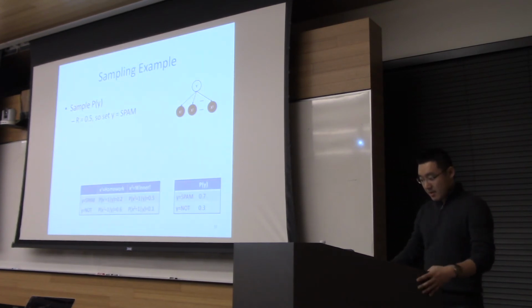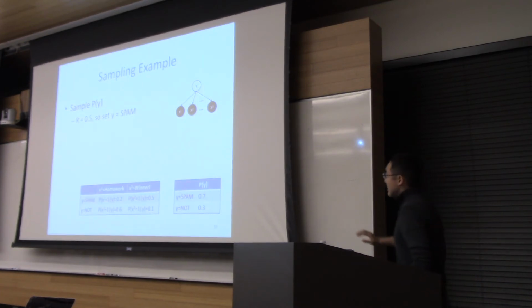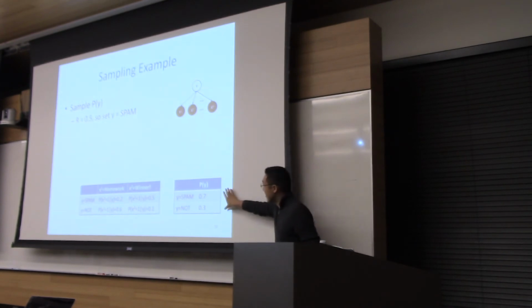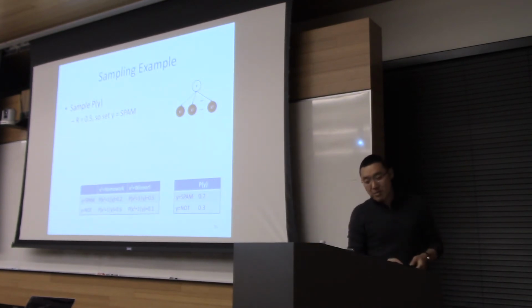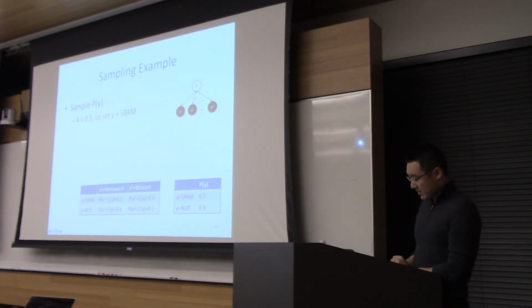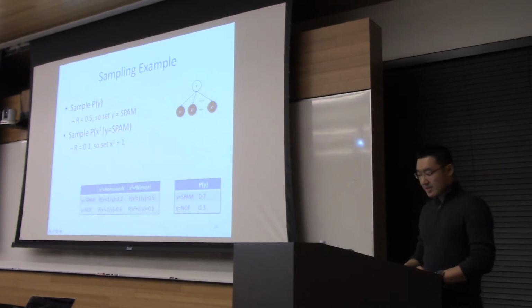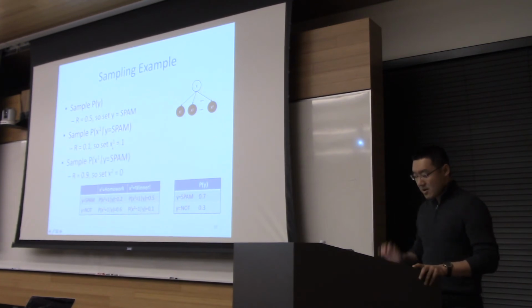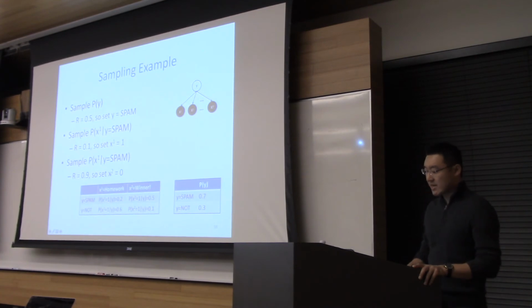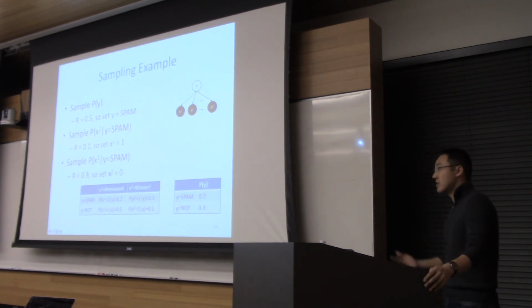So here's an example. Here are the probability tables that we've learned for this model. The first random number we sample is 0.5, so we set y equals spam. Then we sample for the first feature dimension, conditional on y equals spam. We sample 0.1, so we set the first feature dimension to 1. Then for the, sorry, that should be 2. So we sample 0.9 and set the second feature value to 0. That's basically it.